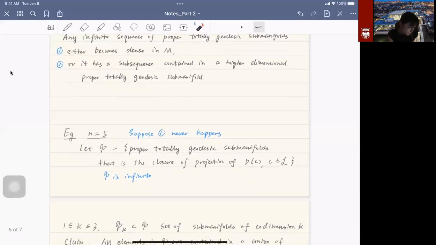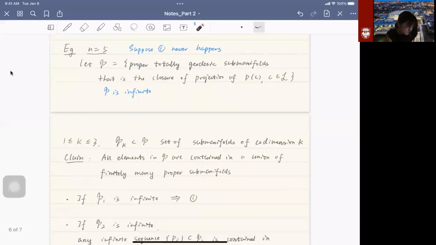Here we need a little more notation. We let P be the set of proper totally geodesic submanifolds, that is, the closure of the projection of some totally geodesic disk D_C, where C is an element in L. And as a direct result, P must be infinite, because otherwise, if that is finite, we can take out all the elements from M, and there's another subset in the remaining part, and it has no intersection with all the elements of the totally geodesic disk, and that contradicts the equidistribution.